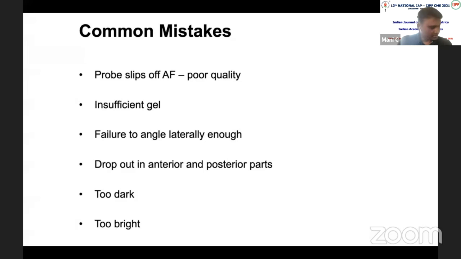Images can be too dark or too bright, so you have to adjust the gain properly. Otherwise, if you don't adjust the gain, there are a lot of bright areas which can look abnormal, but eventually it was normal. So it's important to adjust that.